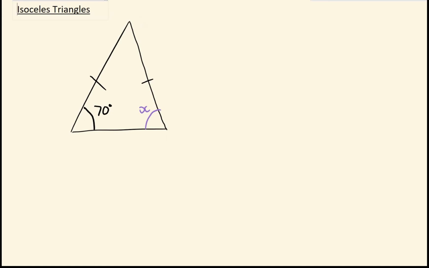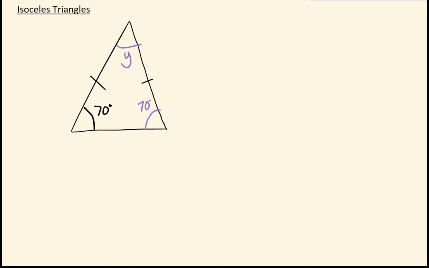Okay, moving on, we've also got isosceles triangles. We've seen these little dashes before. That means that these lengths are exactly the same. For an isosceles triangle, that will also mean that these two, what we call base angles, are also the same. So if this is 70 degrees, then this is also 70 degrees.